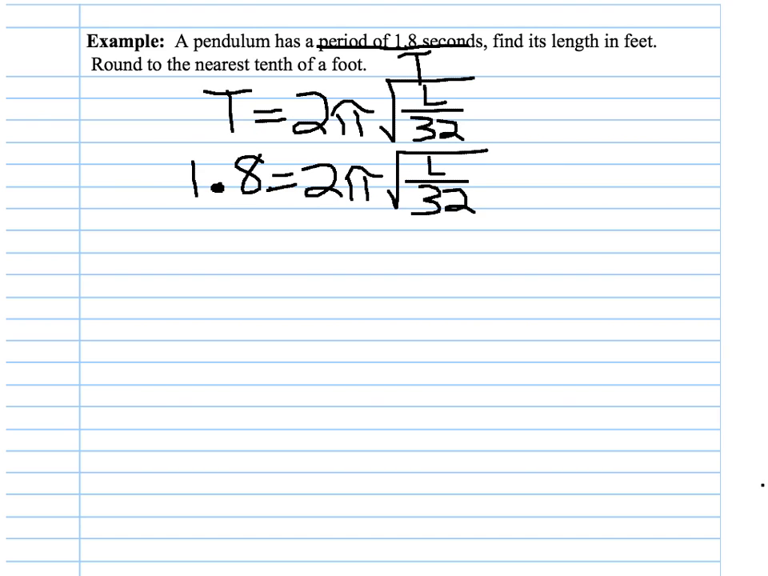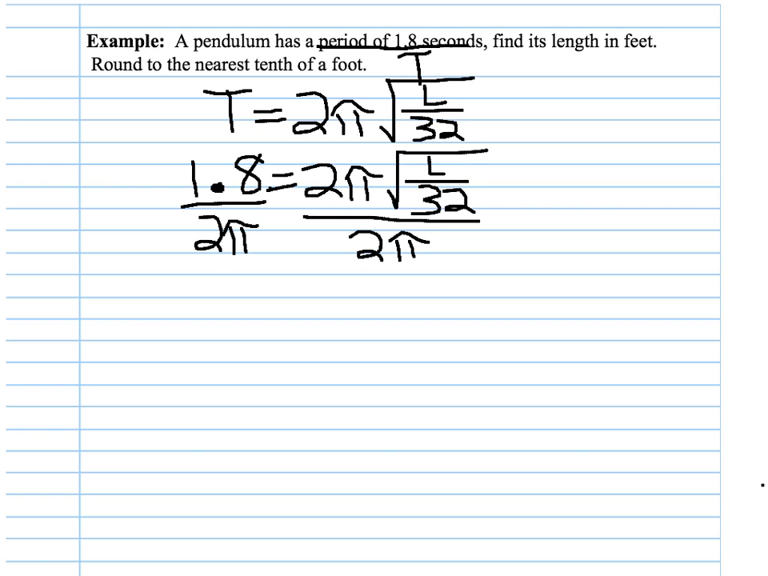So now I have to solve for L. Well, in order for me to solve for L, I've got to isolate that radical, because L is under that square root. So I need to get rid of that square root. That's my problem. So what I'm going to do is I'm going to have to get rid of that 2 pi first. So let's divide both sides by 2 pi.